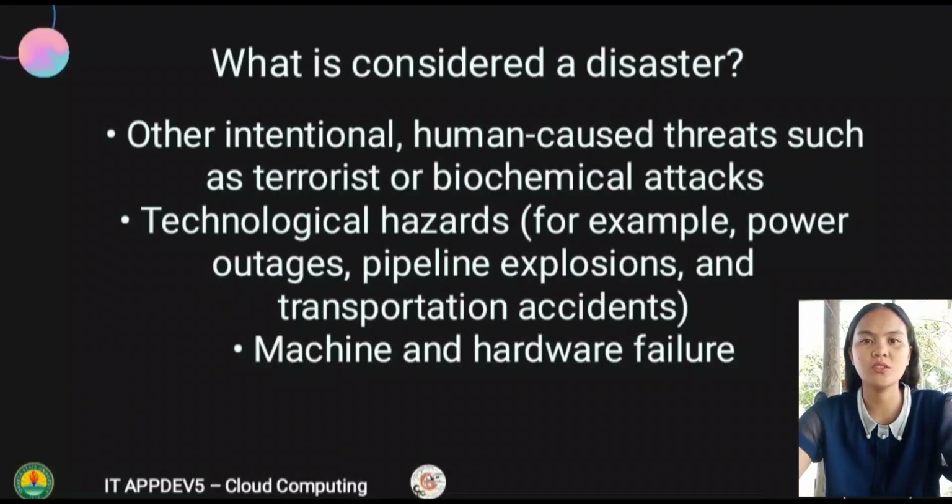Technological hazards result from failures or accidents related to modern technology. Power outages disrupt essential services. Pipeline explosions cause fire or environmental damage. Transportation accidents like plane crashes or train derailments, while not intentional, can have devastating effects on communities. Machine and hardware failures: in our technology-driven world, machines and hardware play a crucial role in daily life.